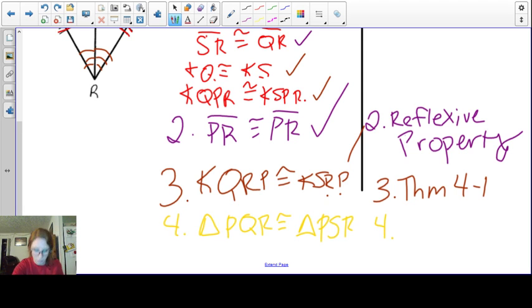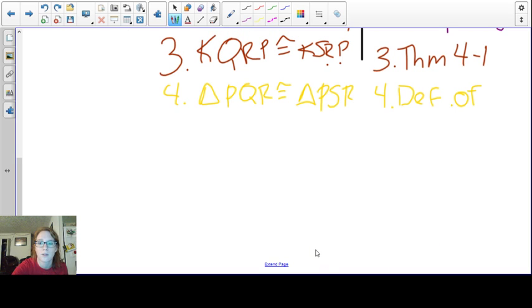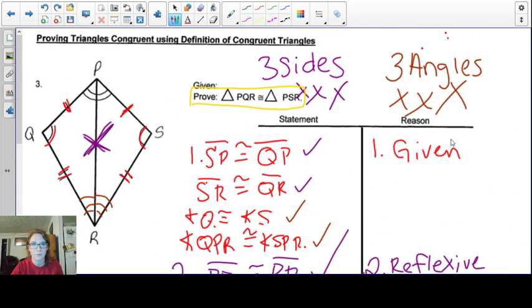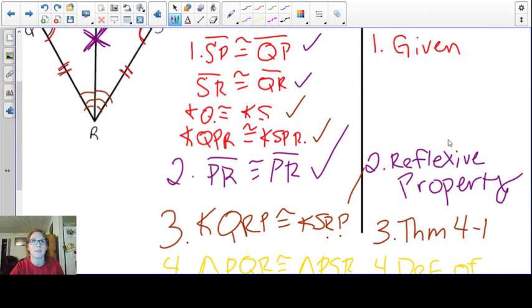And what information did we use? We used the definition of congruent triangles. All right, that was a lot.